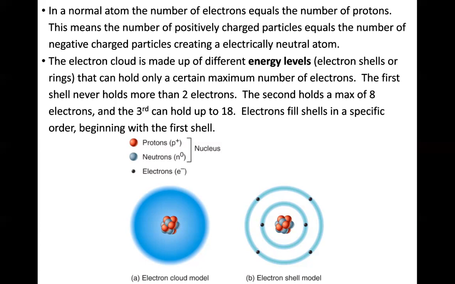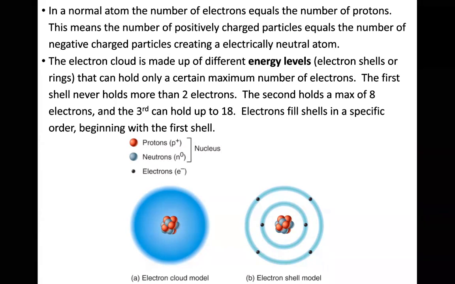Now, when we talk about filling up shells or rings, whatever you want to call them, we always start from the inside out. So always put the first 2 in the first ring, and then you go from there.